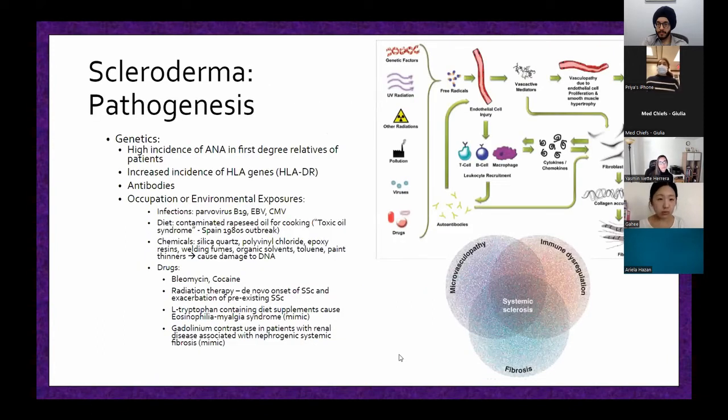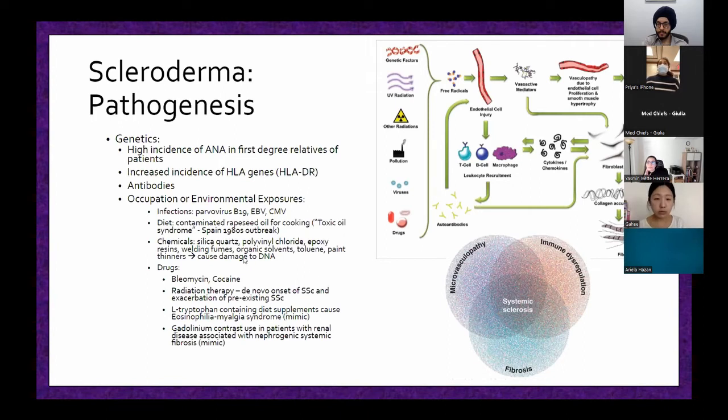So just briefly touching on the pathogenesis of the disease, there's a high incidence of ANA in first-degree relatives of patients, and the presence of HLA genes, that's where the risk is carried in terms of genetics. And the presence of antibodies is an important tool. Some environmental non-genetic triggers of scleroderma include viruses. We know that a lot of viruses, in particular EBV and CMV, are known to trigger autoimmune diseases like lupus and scleroderma.